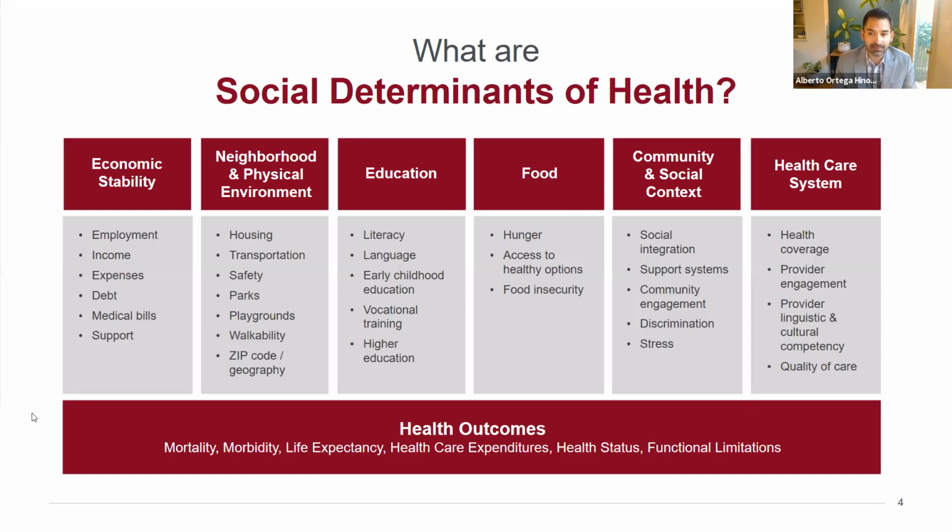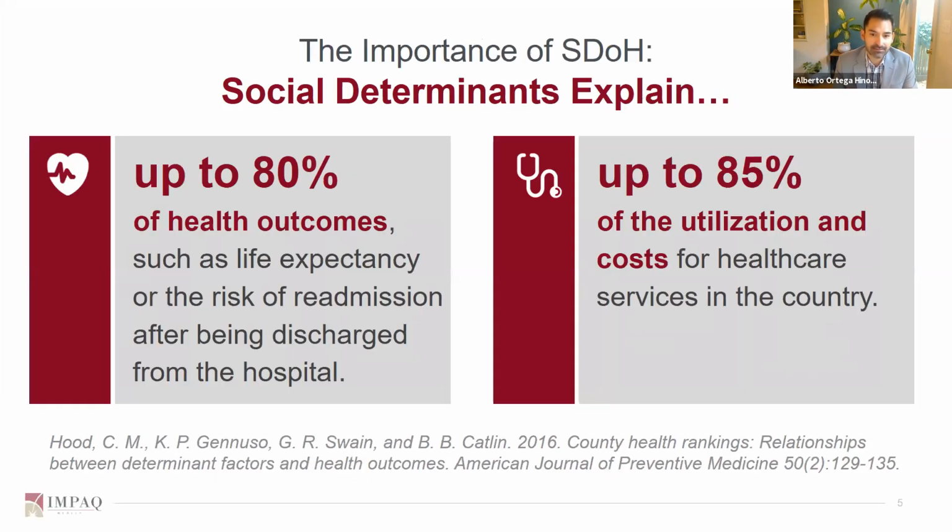So with that in mind, going into the next slide, some key facts about social determinants of health, which is that they can explain up to 80% of health outcomes, such as life expectancy, and up to 85% of the utilization and costs for healthcare services in the country. So given that, this is something that is of very high interest to many of us, and why we have focused on social determinants of health for our dashboard.